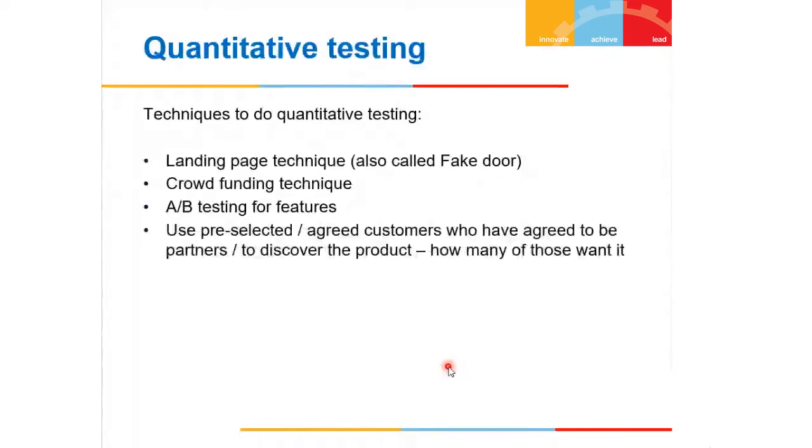When you already have a pre-selected set of customers who have agreed to work with you, those are the people who can also be asked about this product. You can show a demonstration or a prototype, and find out how many among the selected customers are interested. If it is a B2C product, then you have hundreds of people, and among those 100, how many of them are showing interest in the product that you have developed. That could be another way of quantitative testing.